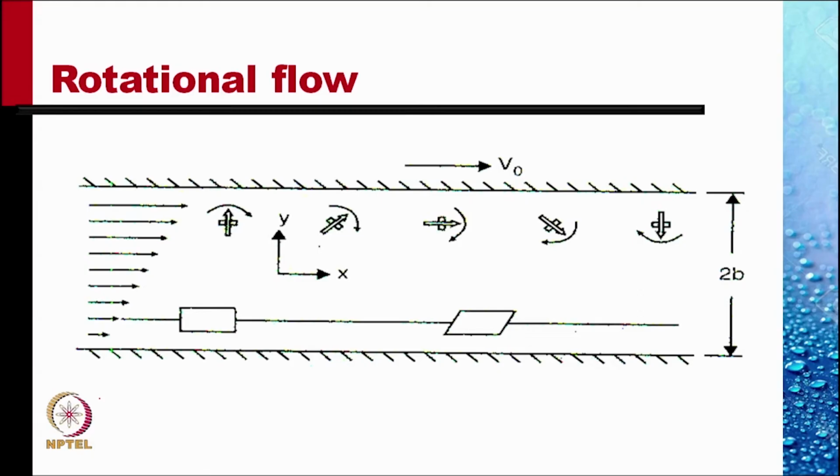The flow itself doesn't have to move along a circular or a curved streamline or path line. The path lines are straight. The rotation here refers to the rotation of fluid elements about their own axis.